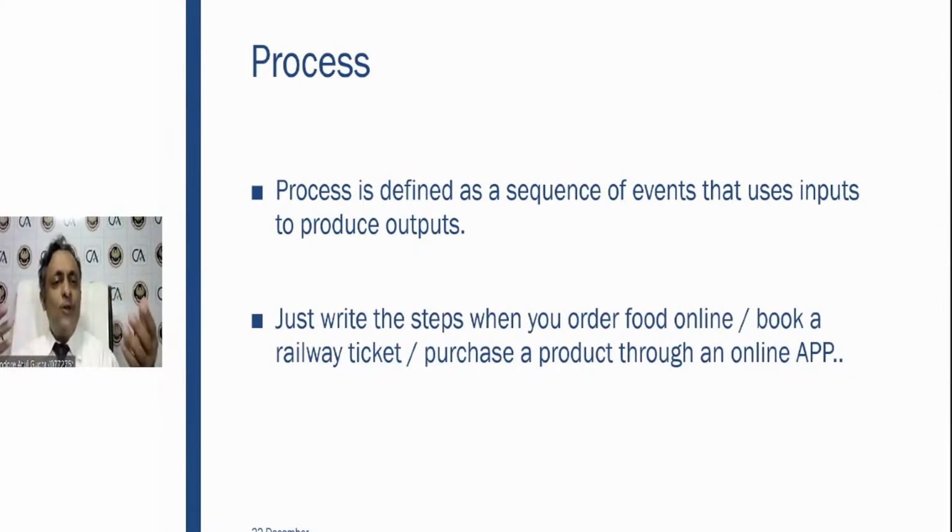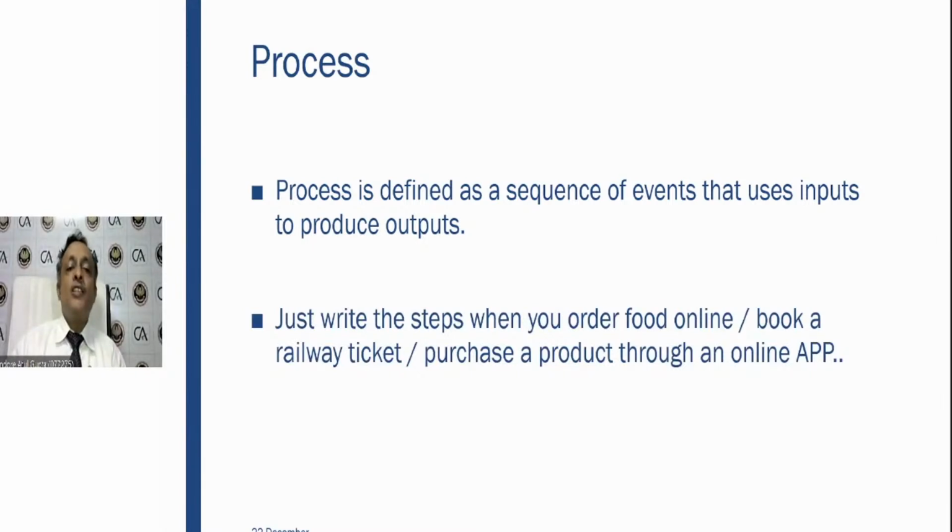And if you just want to imagine, I've given this question to you: just write the steps when you order food online, book a railway ticket, or purchase a product through an online app. You are buying a product online. I want you to write what is the input, what is the process, and what is the output. IPO, I generally say, initial public offer like that. For a system, there is an input, a process, and an output. Suppose you're buying something online: what is your input, what is your process, and what is your output? Write in the chat, and once you answer, we'll find time to discuss each of your answers.